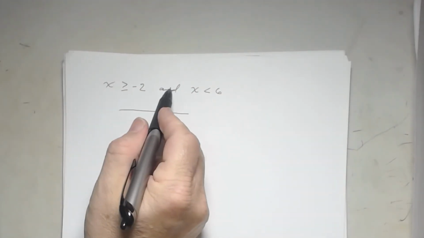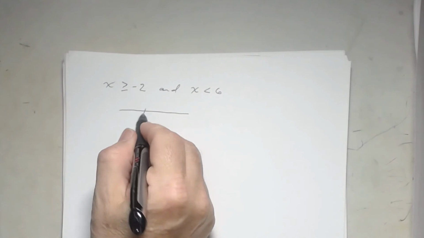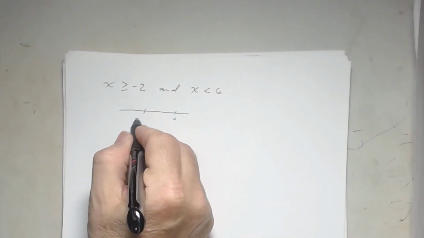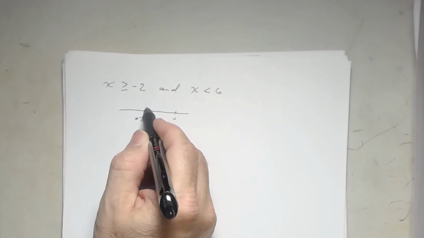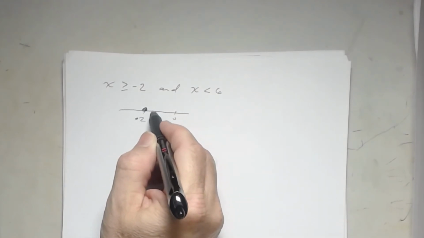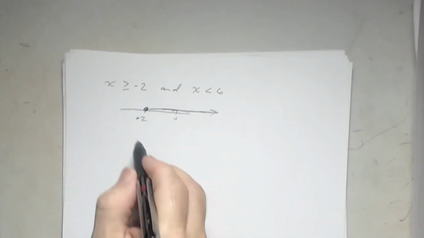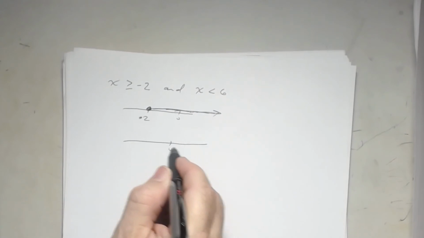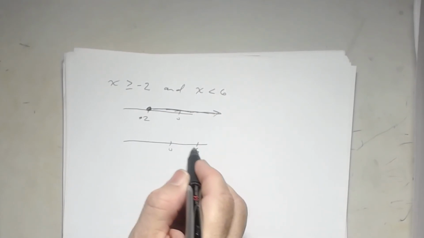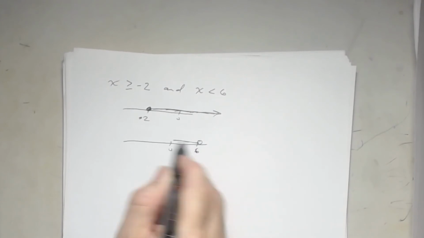Okay, remember this is an AND statement, right? Make sure you look at your word. So here's 0, here's -2. Open or closed at -2? Going which way? To the right. Okay. Let's do the other one. So here's 0, here's 6. Open or closed? Open. Going which way? To the left.